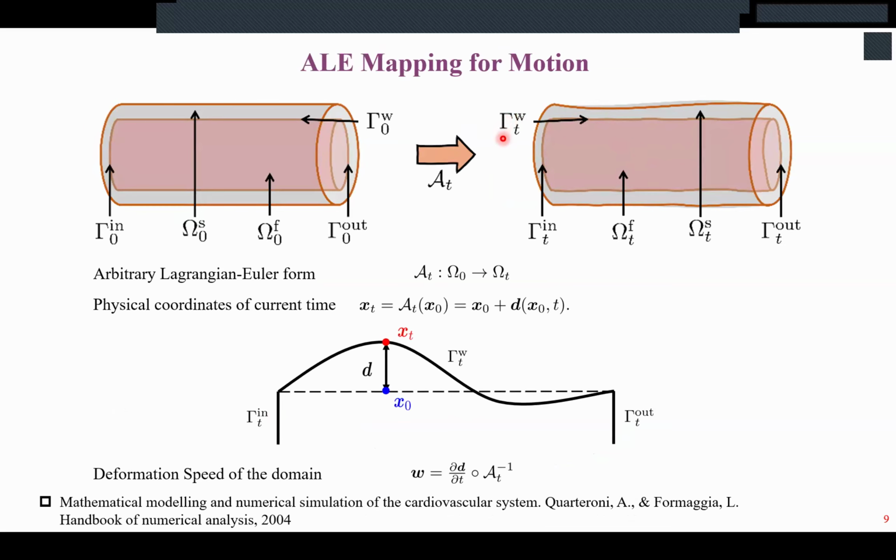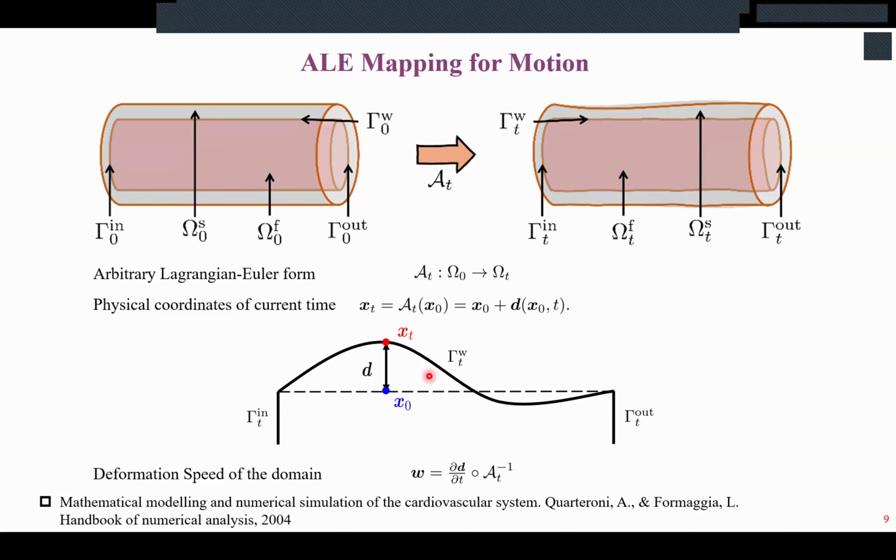Before we introduce the models and the equations for each part, we first need to introduce the arbitrary Lagrangian-Eulerian form, shortly called the ALE mapping. This ALE mapping is denoted as A_t here, which transforms Omega_0, the reference domain, into the current domain Omega_t. It maps a physical point x_t from a reference point x_0 by adding a displacement vector function d, and this d is related to the reference point itself and also the time t.